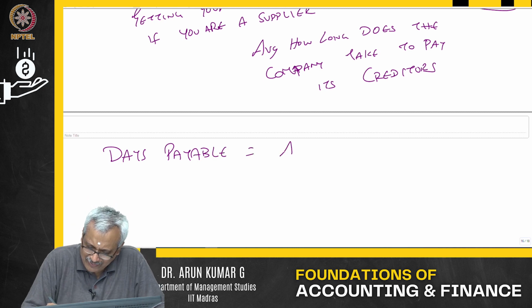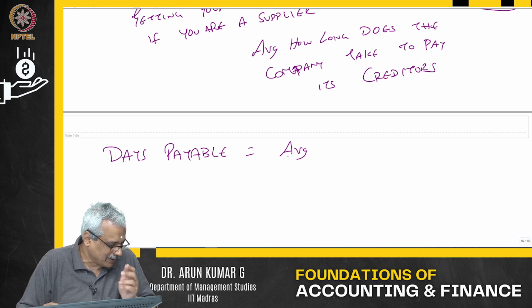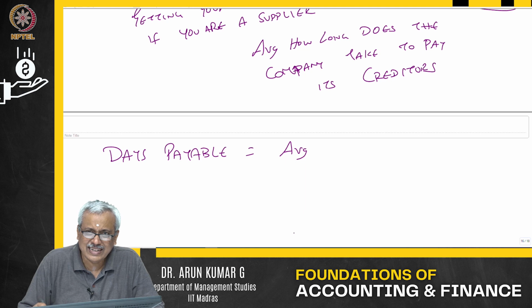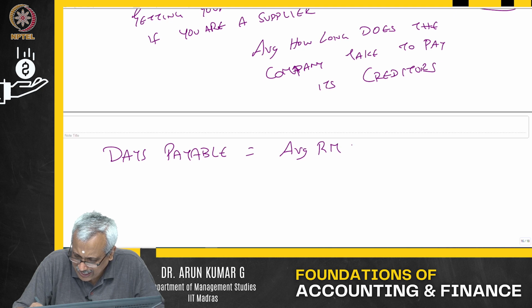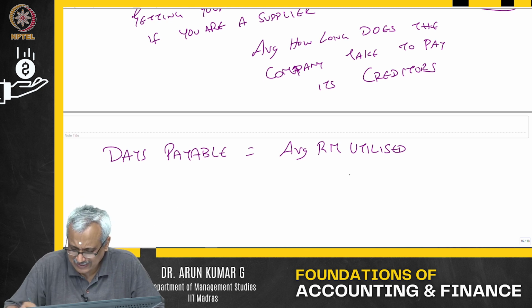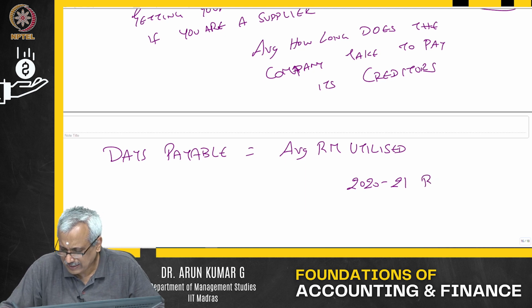I want to know my average days, in this particular case, my average inventory utilized or average raw material utilized. First of all, I need to know average raw material utilized. Now supposing, let us say, during the year 2020-21, my raw material usage is 20 lakhs.